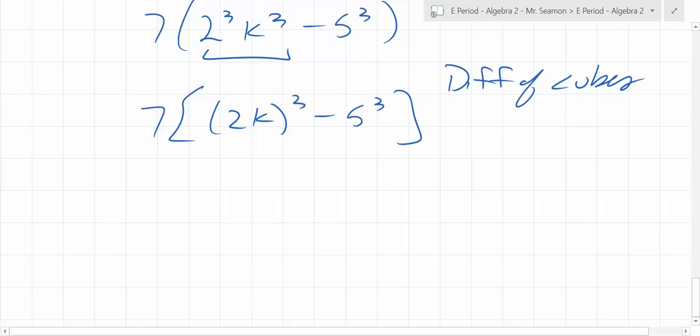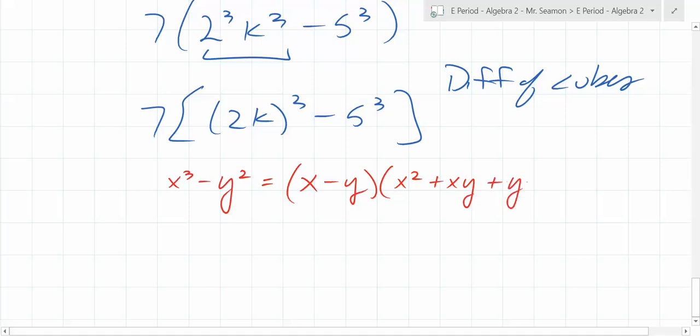Do you remember what that formula says? It says x cubed minus y cubed. What is it, Nick? No, well, hold on. Equals. Just tell me what the formula is. It's x minus y times what? X squared. Yep. Plus xy plus y squared, right. So if we apply that formula, what do we end up with? You're talking about the second part.